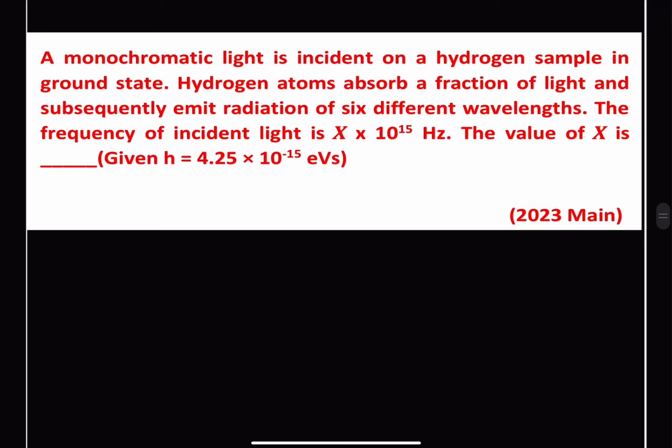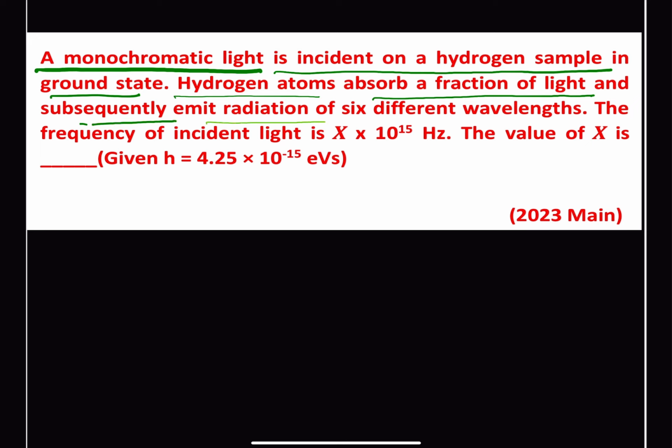Next, it states that a monochromatic light is incident on a hydrogen sample in ground state. The hydrogen atom absorbs a fraction of light and subsequently emits radiations of 6 different wavelengths. The frequency of incident light is x into 10 to the power 15 Hz. The value of x is. So we are given that it emits radiation of 6 different wavelengths, but initially the hydrogen sample is in ground state.